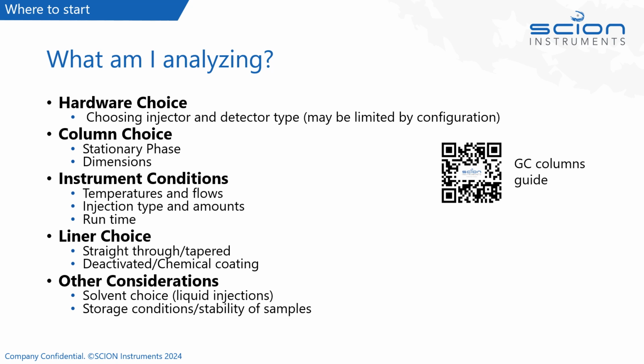Here are a couple of QR codes, one for a GC columns guide to help you make the correct choice, and another for the liner guide to help you with your choice there.